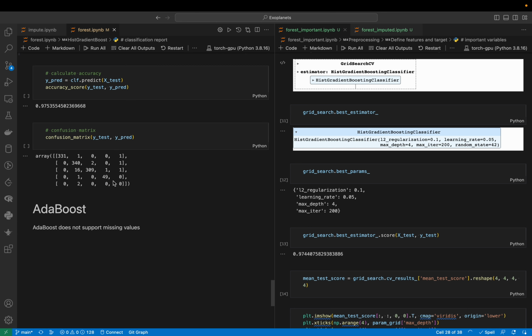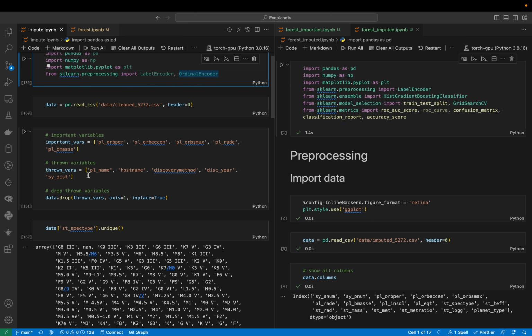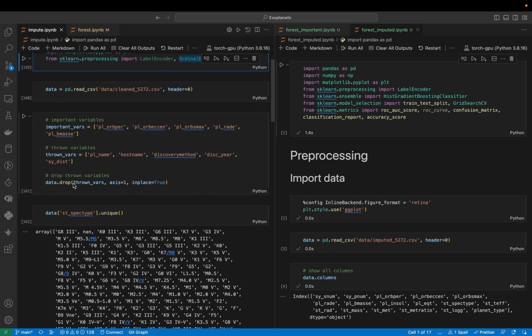The original dataset that contains missing values for classification is overall good, but it's only limited to some classification methods. So we decided to impute our data in order to make our problem supported by more classifiers. So here are the imputation details.